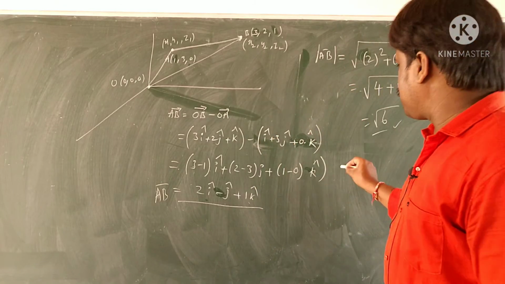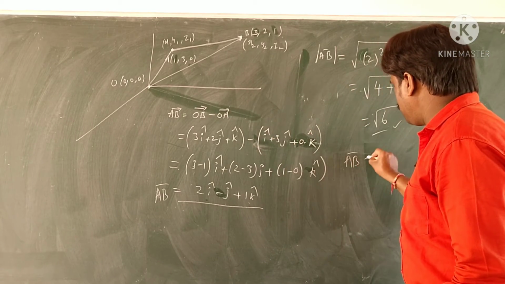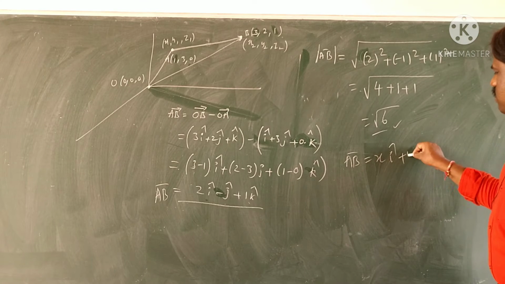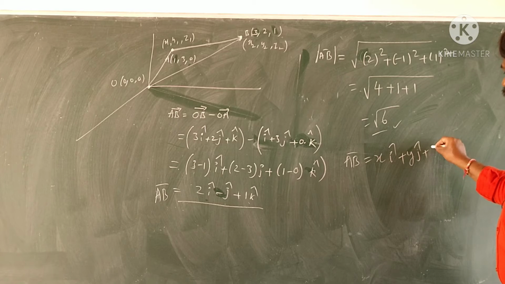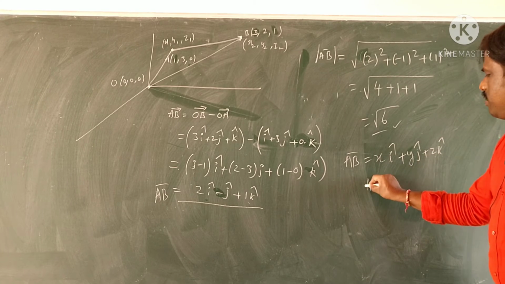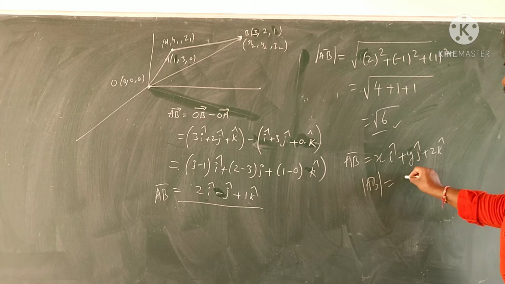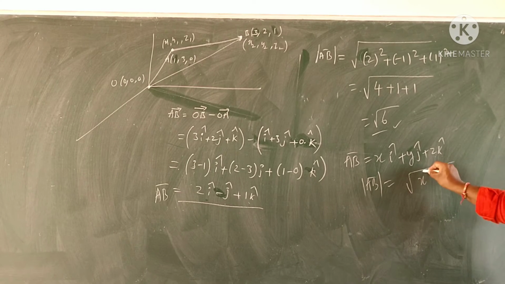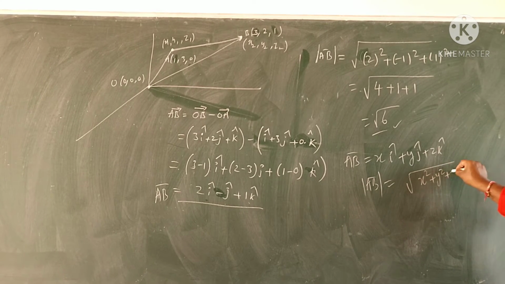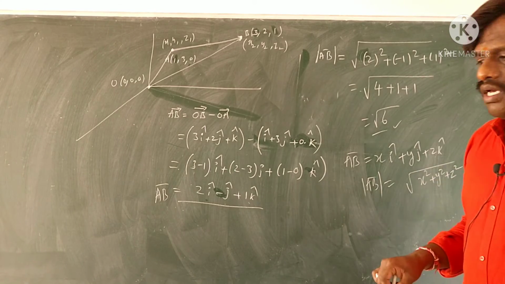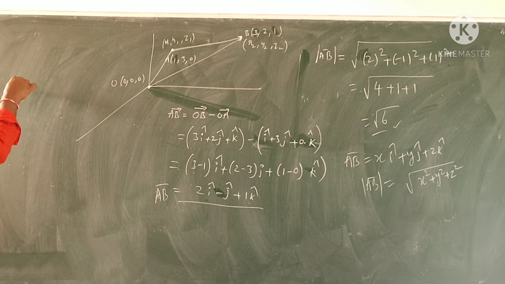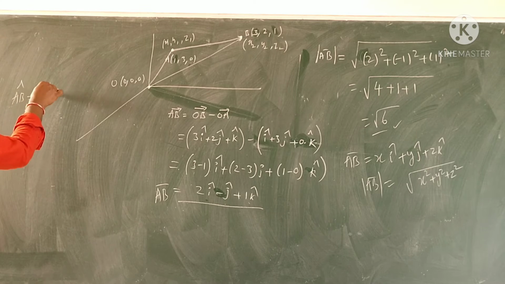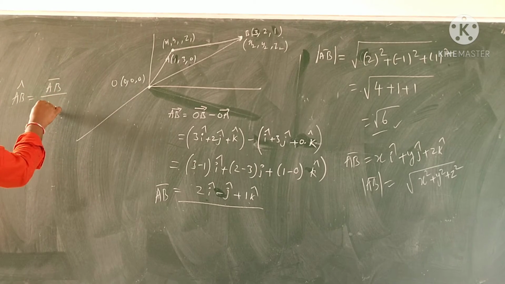If you know any vector AB, that is x i cap plus y j cap plus z k cap, then the AB magnitude will be written as the square root of x square plus y square plus z square. And how do we write the AB unit vector? The AB unit vector, AB cap, is equal to the AB vector divided by the magnitude of AB.